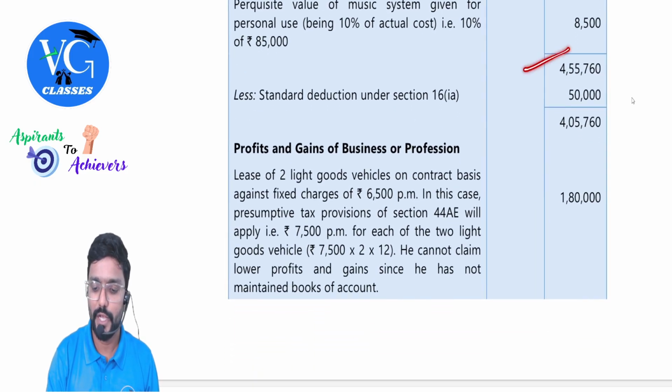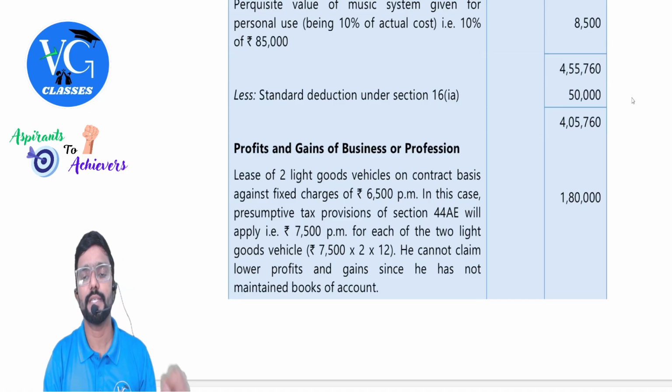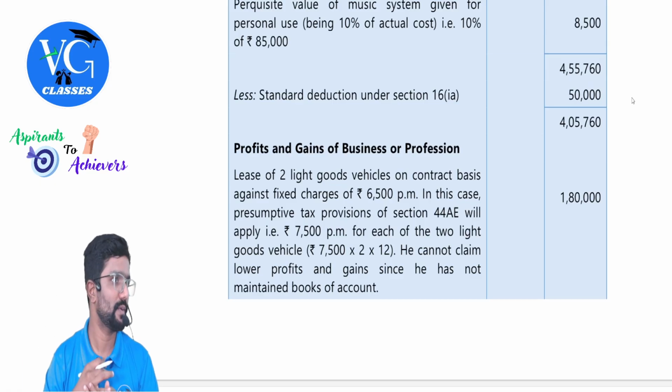Next, you got the gross salary. We call this the gross salary, better to show it. Gross salary, 4,55,760. Standard deduction under the optional scheme is 50,000. The remaining is 4,05,760.